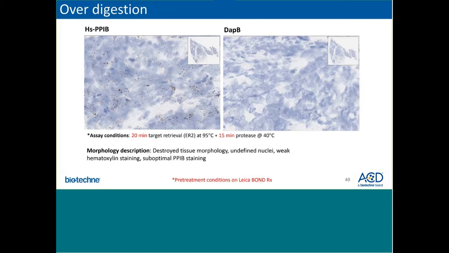As compared to the last slide, this data set shows tissue that has been over-digested, in which the nuclei are now undefined due to suboptimal tissue morphology, and the PPIB staining is slightly weaker than expected. Again, please note that these conditions were done on the LigaBond RX.